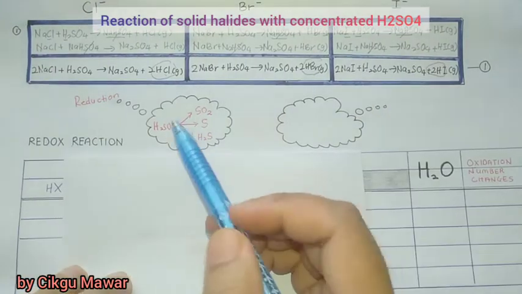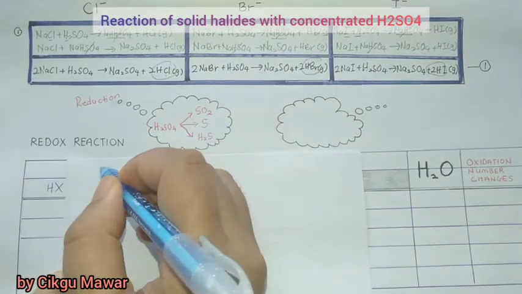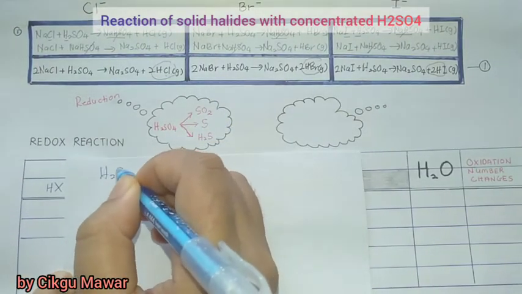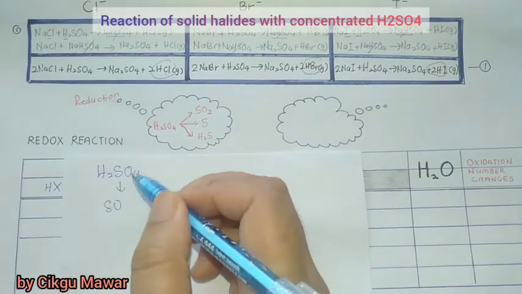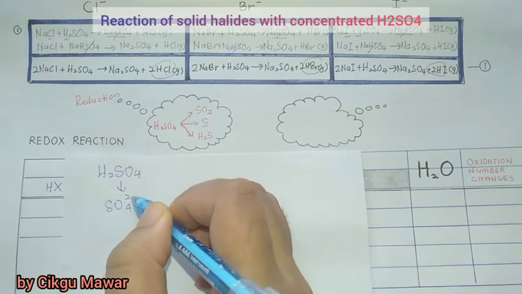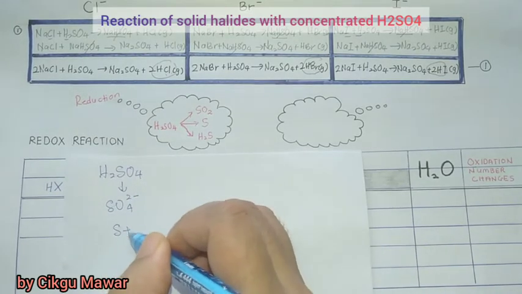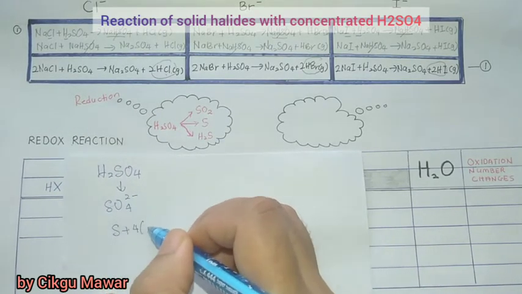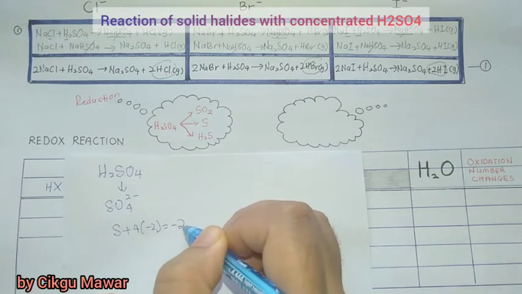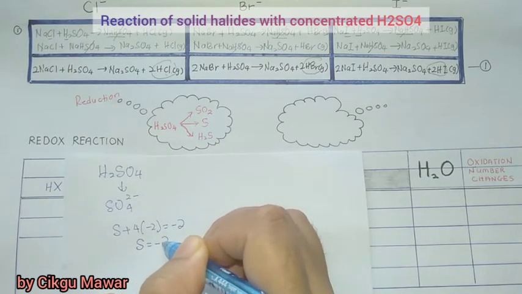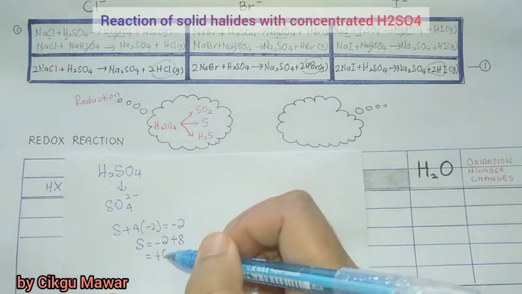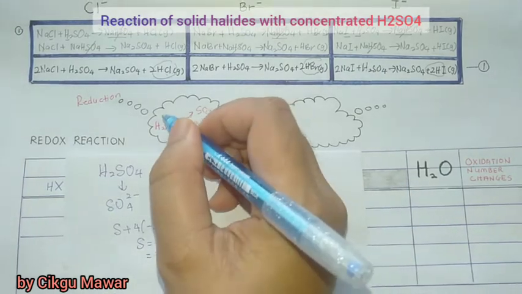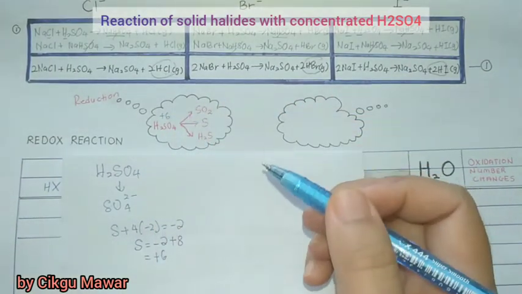What is the oxidation state in sulfuric acid? We calculate this S in sulfuric acid. When we ionize, we form the sulfate ion here. So sulfur plus 4 times negative 2 equals negative 2. So this sulfur, we get negative 2 plus 8, so a positive 6 oxidation number. So sulfur in sulfuric acid is positive 6.